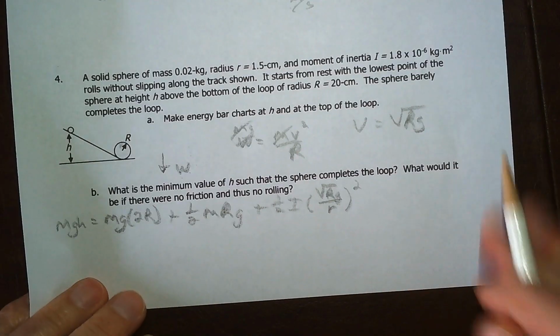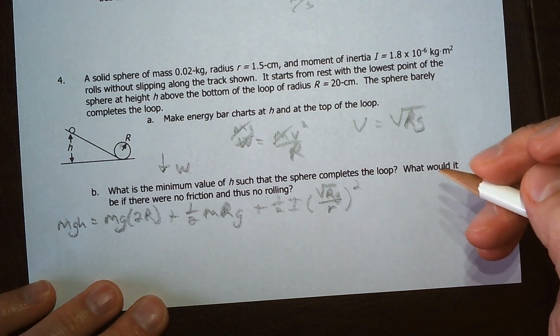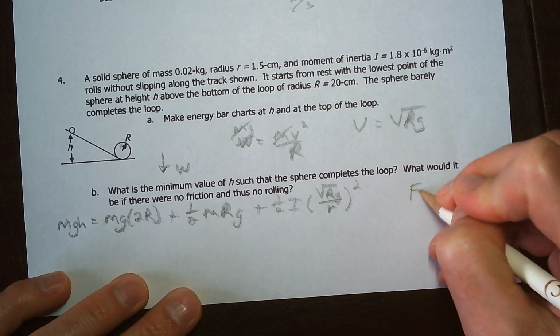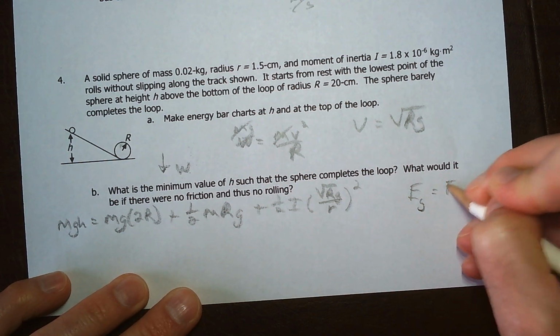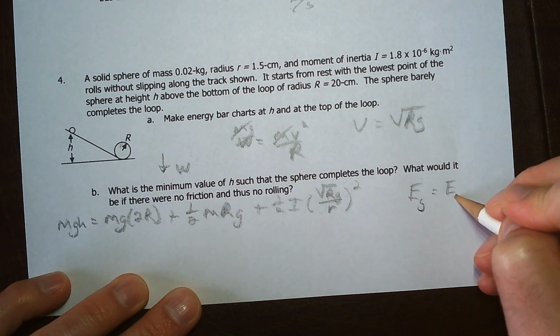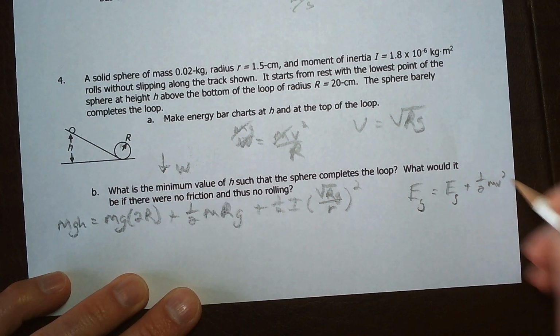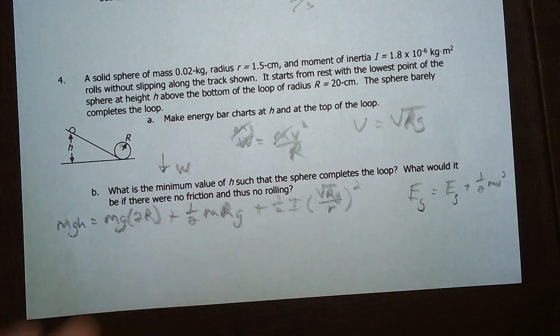Now, the second part of this, what if there was no friction? Well, if there's no friction, there is no rolling. If there's no rolling, then it's just simply going to be Eg at the top equals Eg at the top of the loop plus 1/2 mv squared. Okay, so you should be able to go ahead and solve it then.